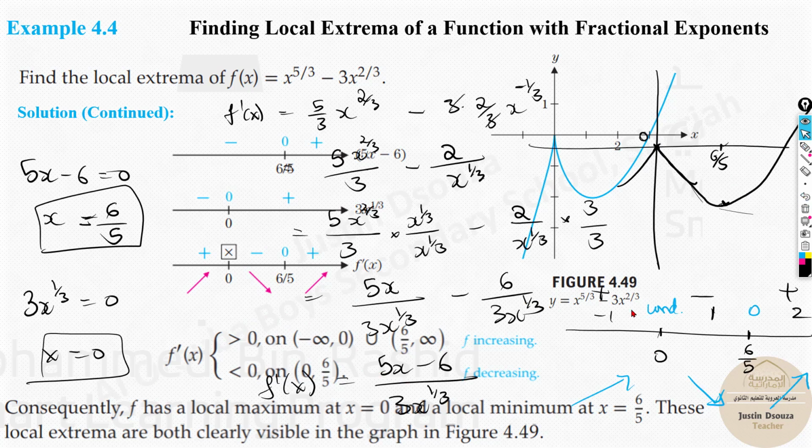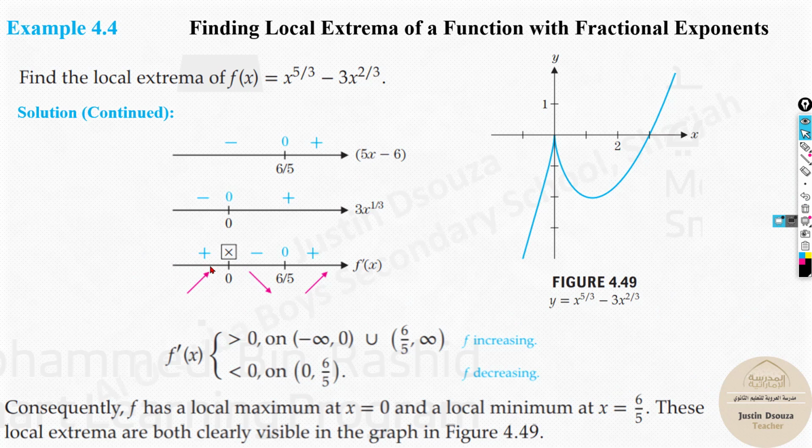What are these details? Over here, from minus infinity to 0, what is happening? It is greater than 0. It's increasing. See, plus means greater than 0. The same thing is over here, from minus infinity to 0, and from 6/5 to infinity, it's positive. So these are increasing. Derivative greater than 0 means the function is increasing. And where is it less? From 0 to 6/5, the derivative is less than 0, which means the function is decreasing. When the derivative is greater than 0, the function increases. When the derivative is less than 0, it decreases.